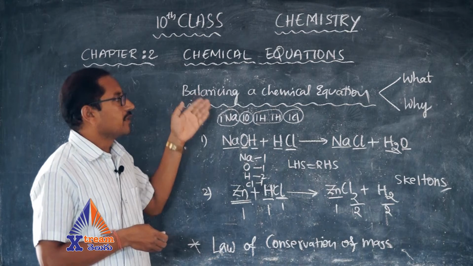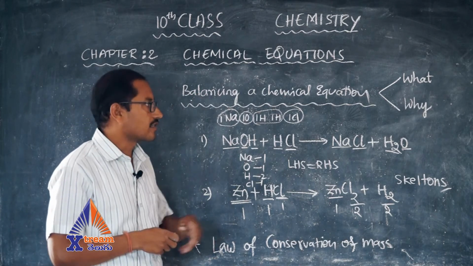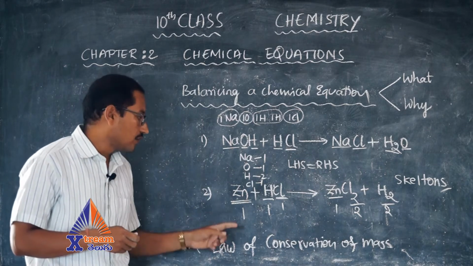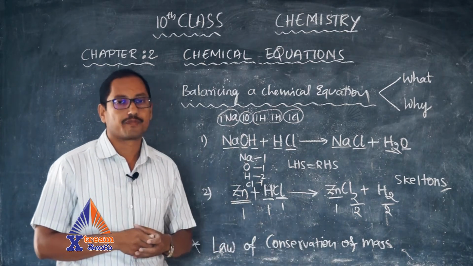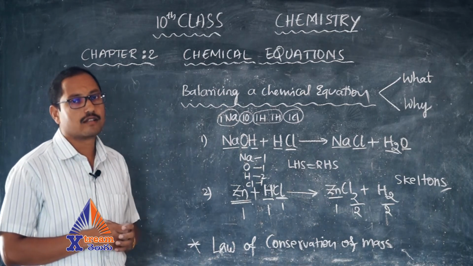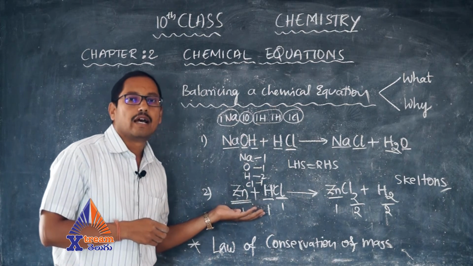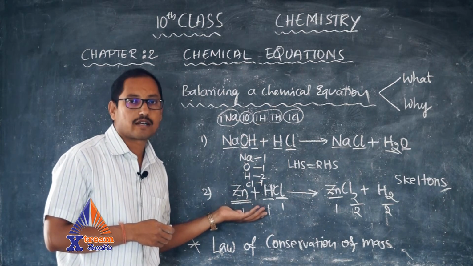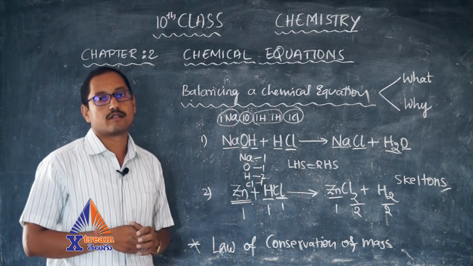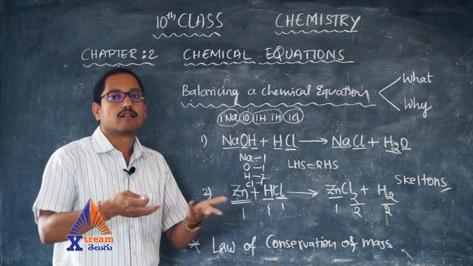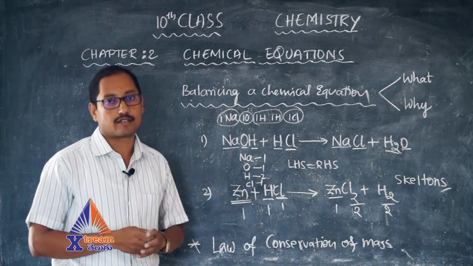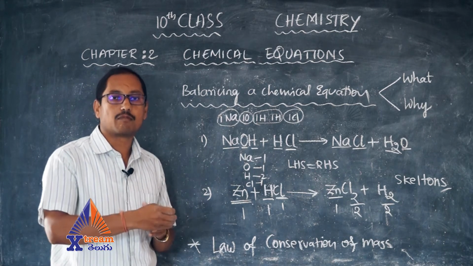So you understood what is the meaning of a balanced chemical equation. Let us answer the second question. Why is the chemical equation to be balanced? The answer is the law of conservation of mass. What is this law of conservation of mass? The law of conservation of mass states that the number of elements present on the LHS side must be equal to the number of elements present on the RHS side. Why? Because the number of elements is nothing but their existence, their mass, and mass cannot be created nor destroyed. Mass can be changed from one place to another place.